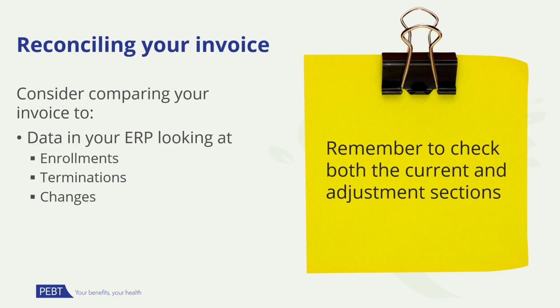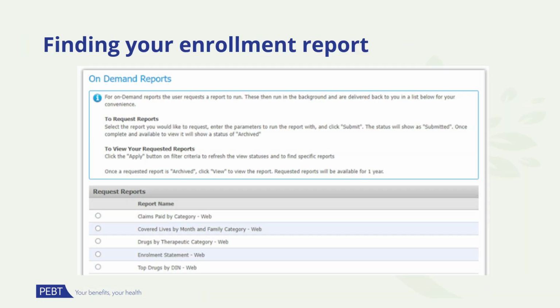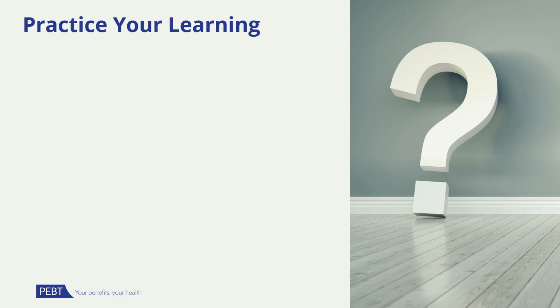This is where downloading an Excel version of the invoice spreadsheet may be useful. There is also an enrollment report available in AdminNet under Reports that may be useful for this process. When you click on Reports in AdminNet, you can go to View or Download Reports, and then you would click on On-Demand Reports to get the drop-down list shown here. Any discrepancies between your system and the invoice or the enrollment report can be reviewed to determine where an update may be needed. Let's check in on your learning.